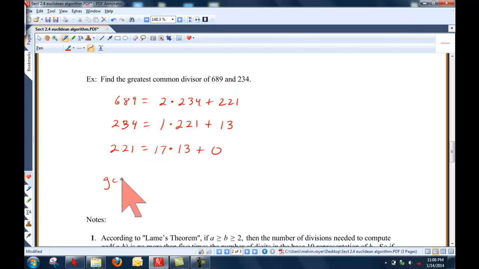And GCD of 689 and 234 is 13, or by the lemma, the reason we know that, this is equal to the GCD of 13 and 0, and anytime I have the GCD of a non-zero integer and 0, the GCD is that other integer. So it worked again.